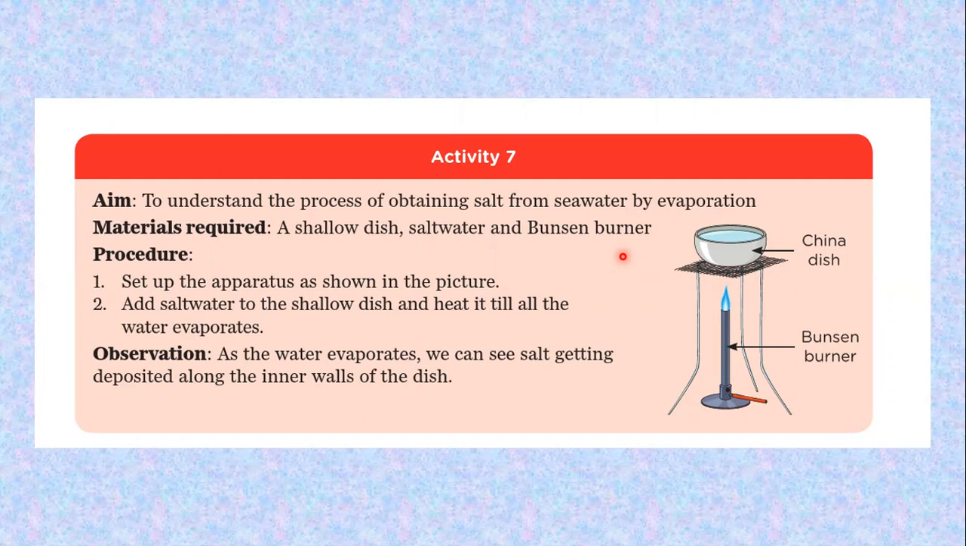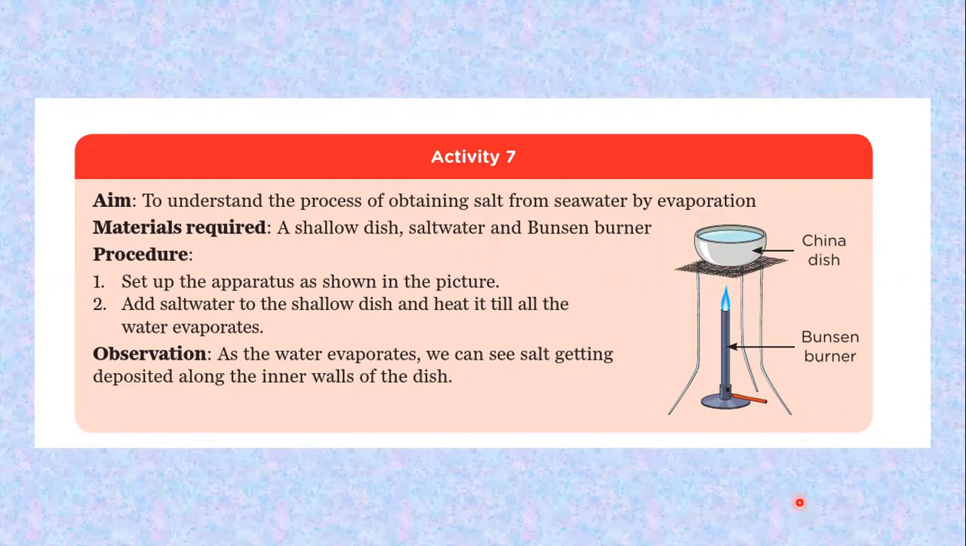Procedure: set up the apparatus as shown in the picture. Basically, you need to have a dish in which you have the salt water and a heat source or a flame below that dish. Add salt water to the shallow dish and heat it till all the water evaporates. Observation: as the water evaporates, we can see salt getting deposited along the inner walls of the dish. So the water evaporates and goes away, and what is left behind is the salt in the dish. Actually, seawater is also converted into salt using this method only.